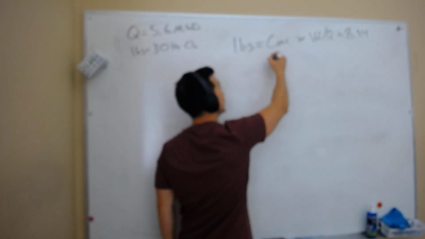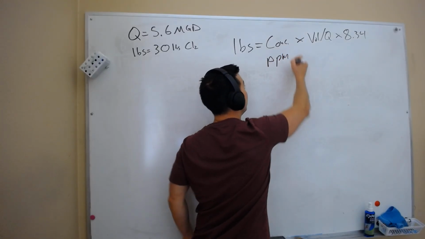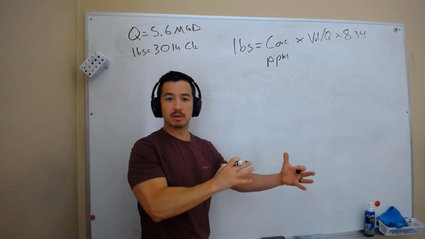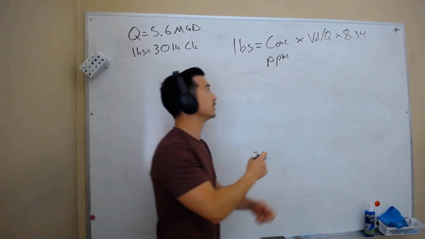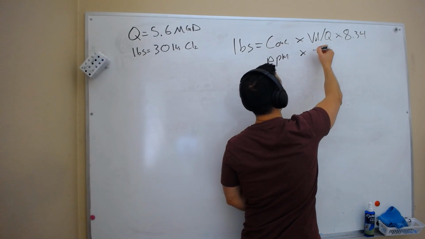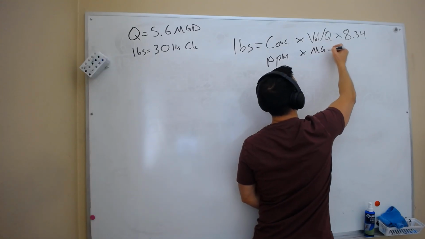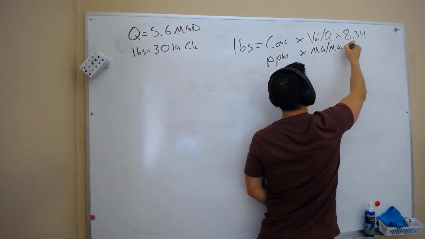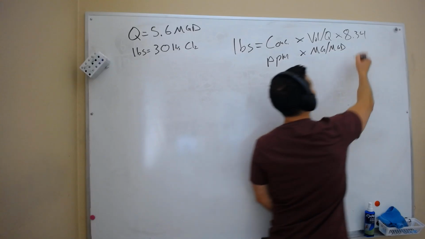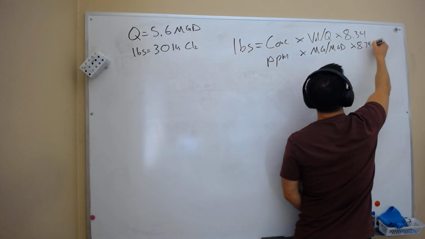So we need to have our concentration in ppm, parts per million. Remember, 1 milligram per liter equals 1 part per million for this case. Our volume or flow needs to be in MG or MGD, million gallons or million gallons per day. Weight of water stays the same, 8.34.